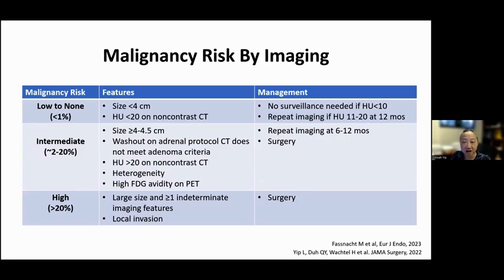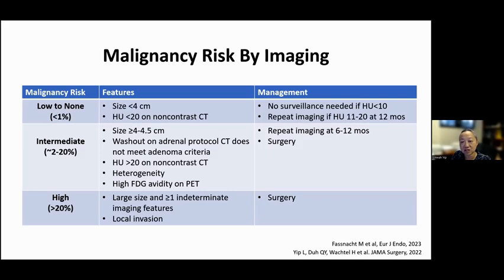They're big and they have at least one of those indeterminate imaging features. I think these are ones that we definitely want to take out. And of course, if it has local invasion, then we know that this is cancer, and these patients should go to surgery.